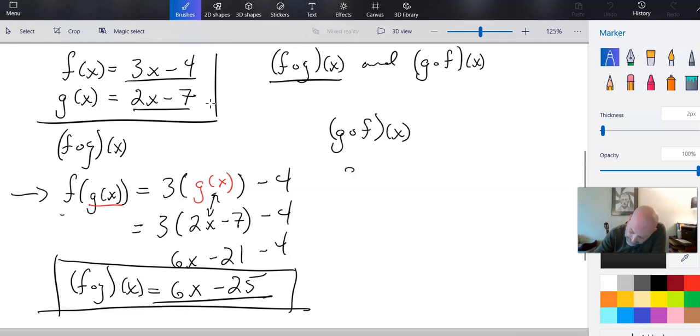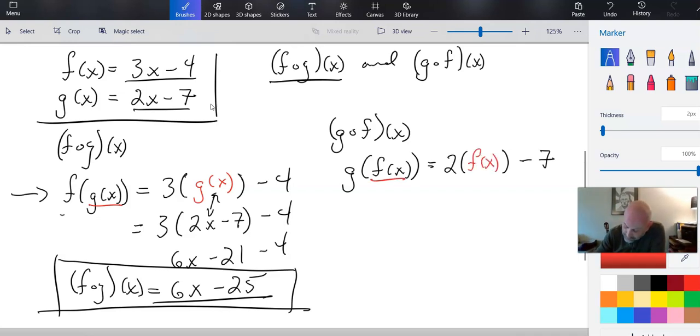Well, that means g of f of x, right? That's our definition, that it has to be equal to that. Let's see, what's the rule for g? G takes its argument, multiplies it by 2, and then subtracts 7 from it. So my argument is f of x, so I'm going to put f of x in here. From there, I can just look at what the rule of f of x is.